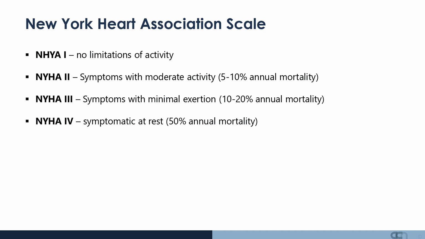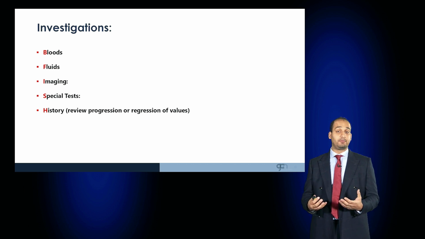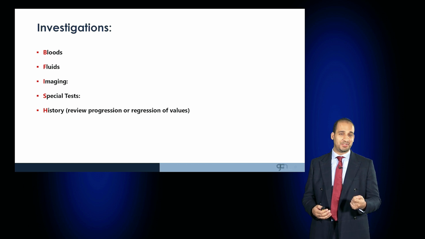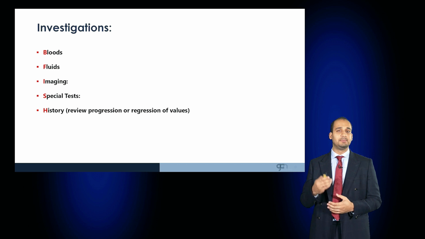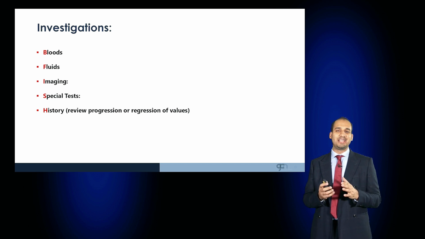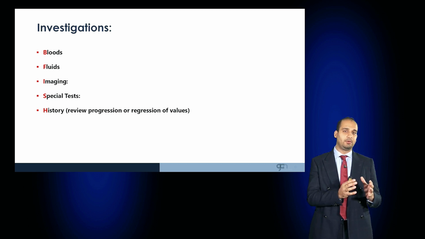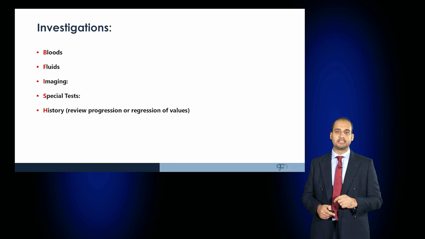You may be asked how you would investigate such patients. You should offer certain blood tests, fluids such as urine, imaging, and we'll talk about these in detail, some special tests associated with heart failure, and H, just to make this mnemonic of B-fish work, means that any blood test or echo that you do should be reviewed in the presence of previous investigations to track disease progression or regression. So let's talk about some of the blood tests that we might do.